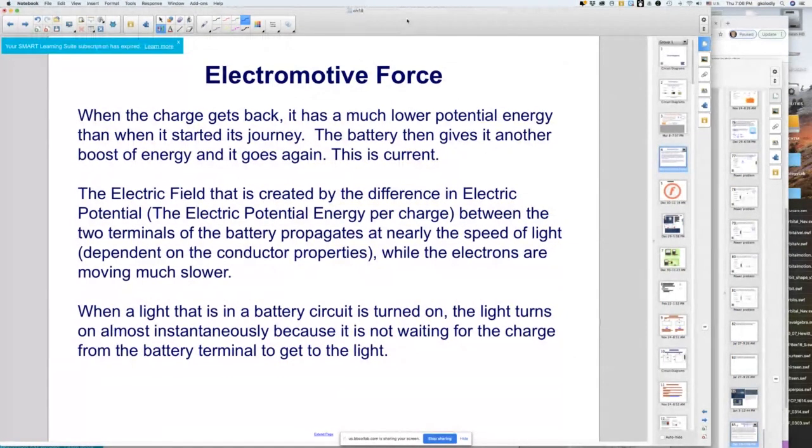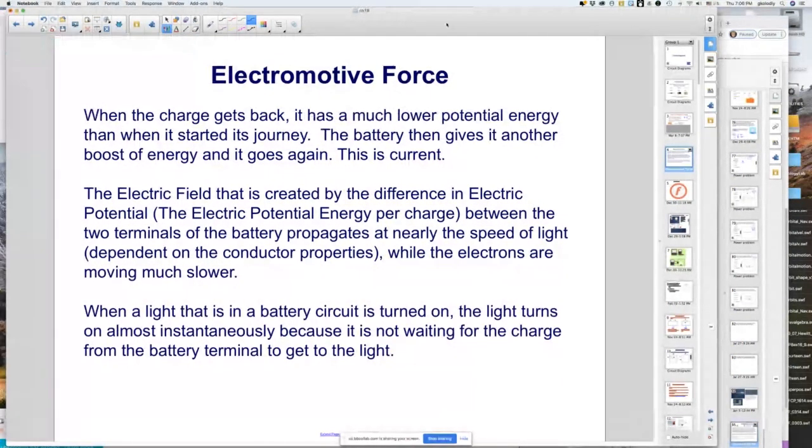So as I mentioned before, a battery provides the force to move the electrons through these wires and through these resistors. Sometimes it's referred to as the electromotive force. In fact, it's what we call V, but sometimes they call it the electromotive force. Charge moves around, and when it gets back, the much lower potential energy is lost. It loses potential energy every time it goes across a resistor. The battery then gives it another boost of energy, and it goes again. This is the way of looking at it.